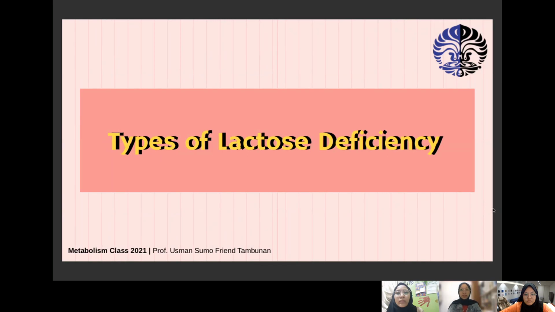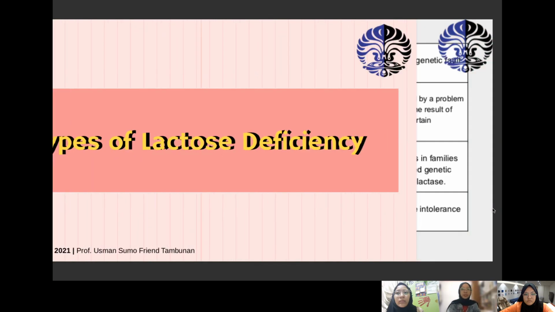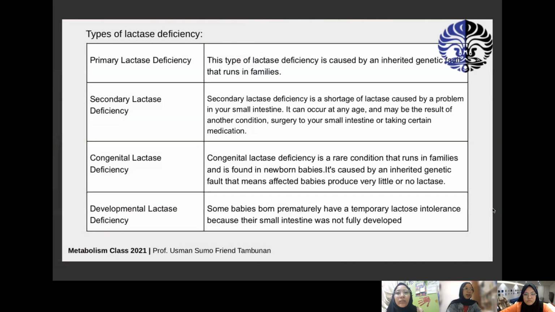Types of lactose deficiency. As I explained before, people with lactose intolerance do not produce enough lactase, which may also be called lactase deficiency. There are some types of lactase deficiency. The first type is primary lactase deficiency. Primary lactase deficiency is the most common cause of lactose intolerance worldwide. This type is caused by an inherited genetic fault that runs in families.